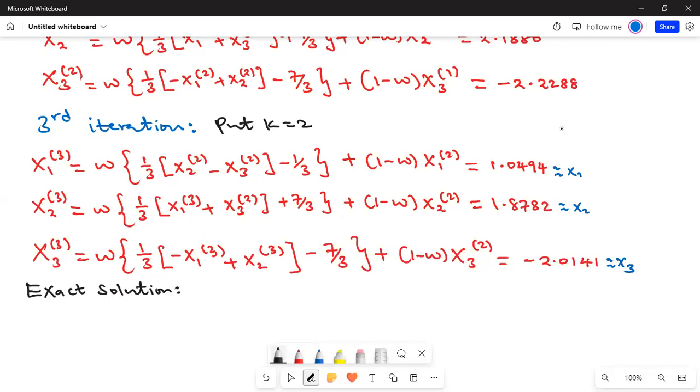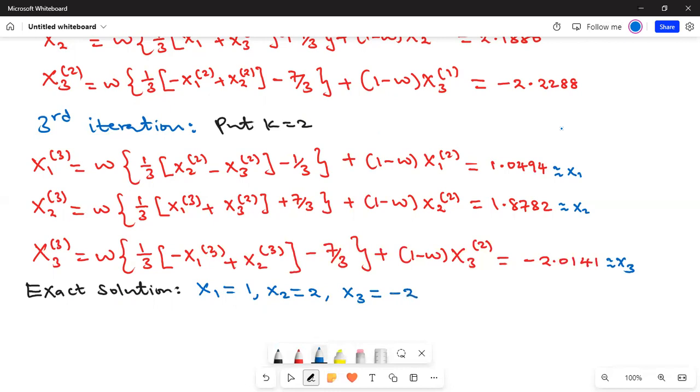Exact solution, you could use Cramer's rule or LU decomposition or matrix inversion method. That will give you x1 is equals to 1, x2 is equals to 2, x3 is equals to negative 2.